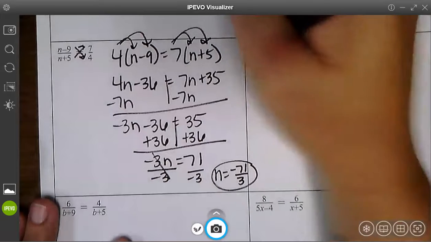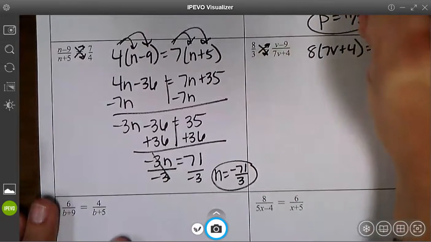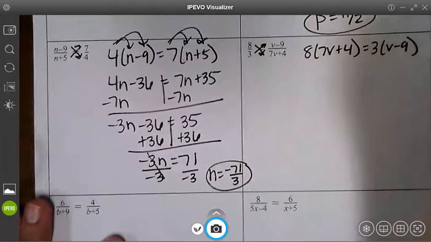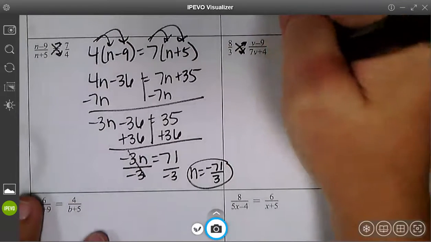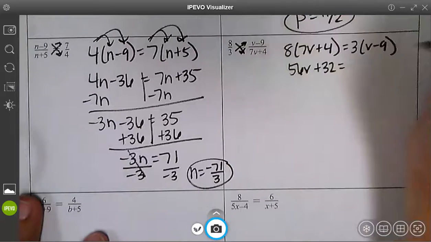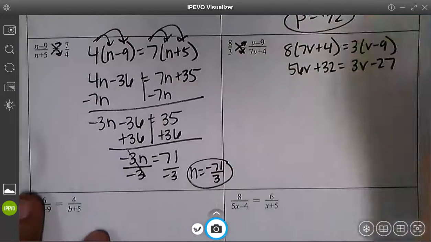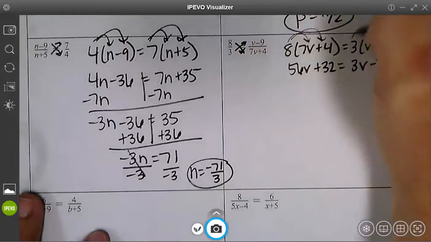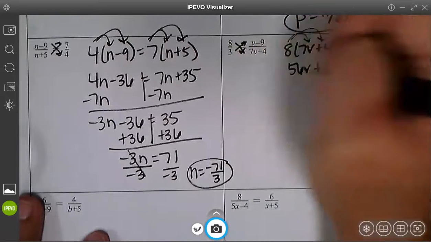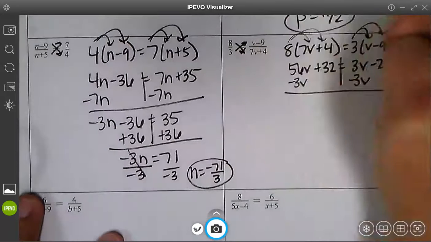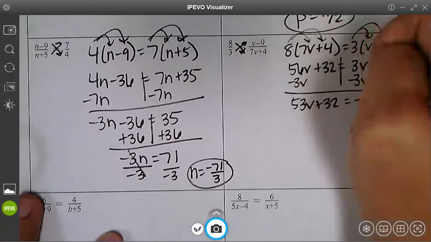The next one, 8 times 7b plus 4 equals 3 times b minus 9. Distribute. You have 56b plus 32 equals 3b minus 27. So that was from distributing. Get my b's together. I'm going to subtract 3b from both sides. So I have 53b plus 32 equals negative 27.